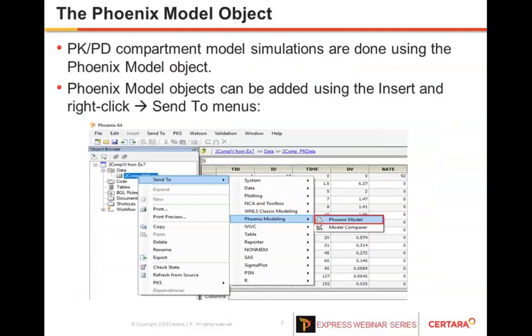I'd like to talk briefly about the Phoenix model object, which is the tool we're going to use to do our simulations. The Phoenix model object can be added using the Insert menu at the top of Phoenix, and also starting from the input data set, right-clicking and selecting Send to Phoenix Modeling, and then Phoenix Model.